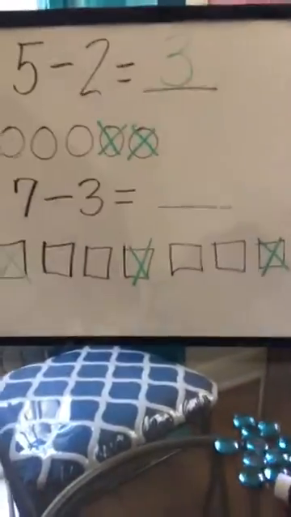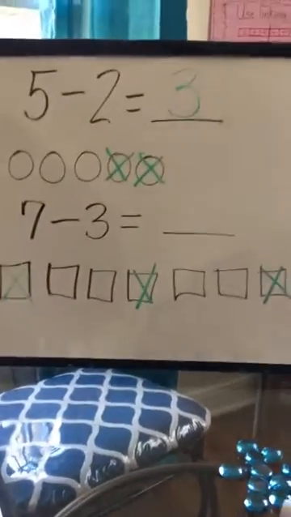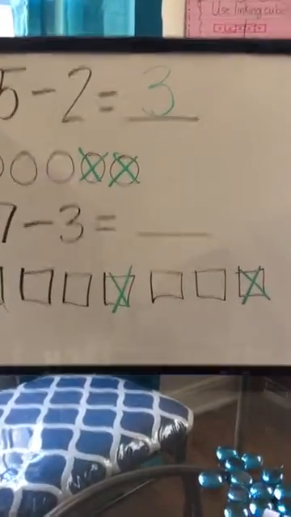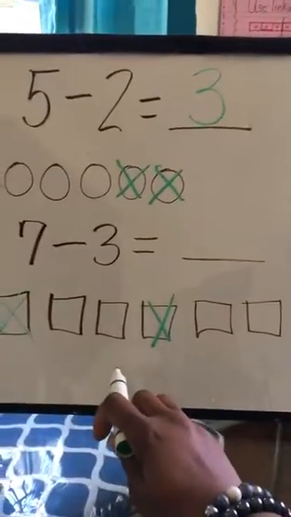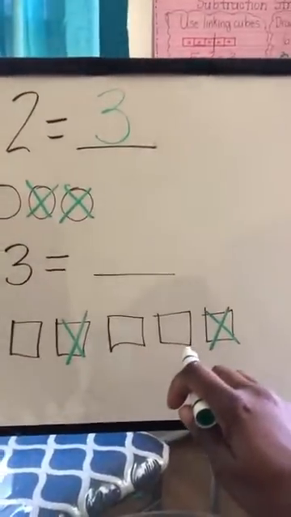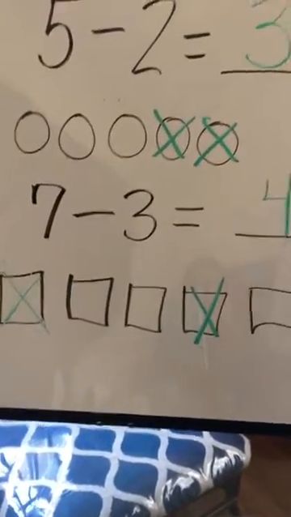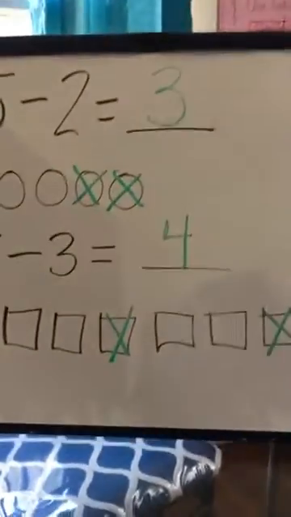Now let's count the squares that do not have X's. That's so important that we make sure we count the ones that do not have X's, because those are going to be the difference between 7 and 3. Let's count. 1, 2, 3, 4. There are 4 that did not have an X, so 7 minus 3 equals 4.